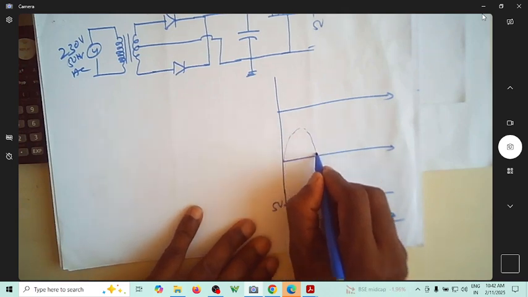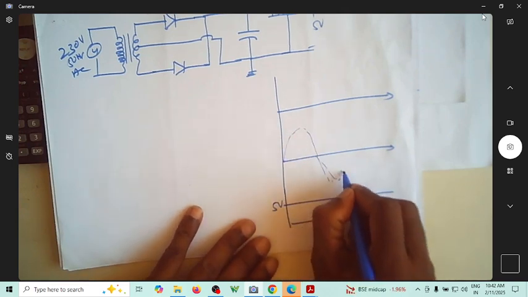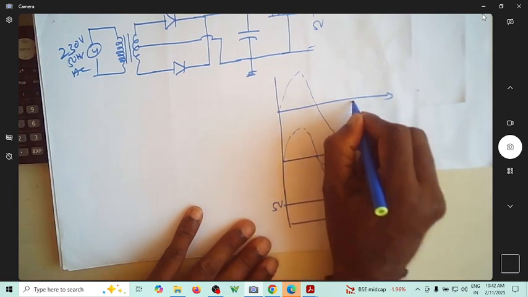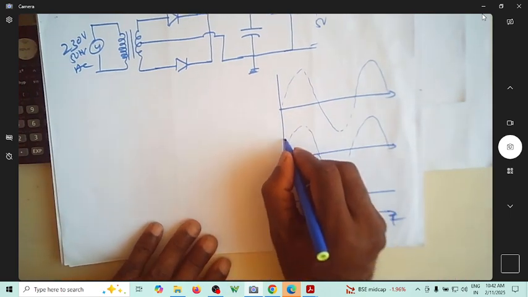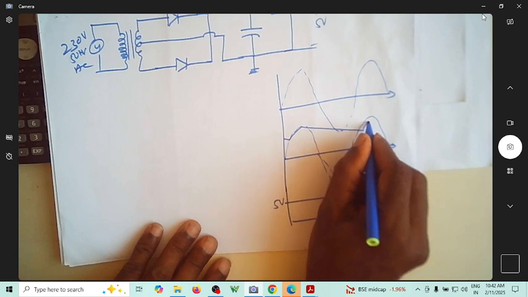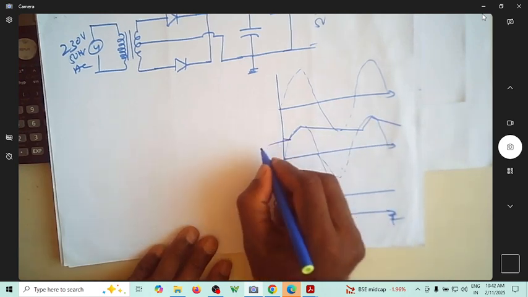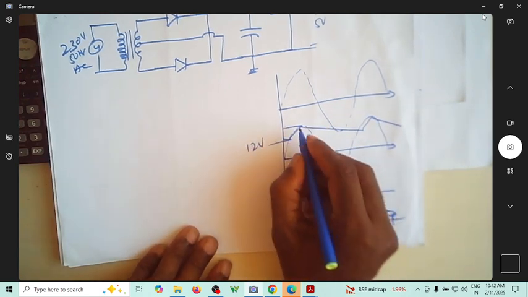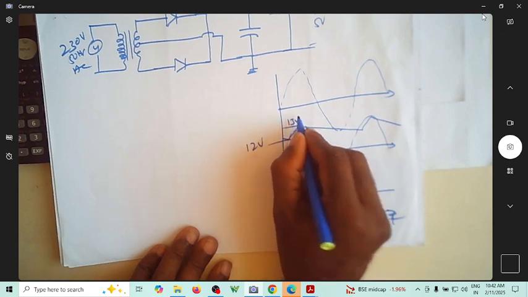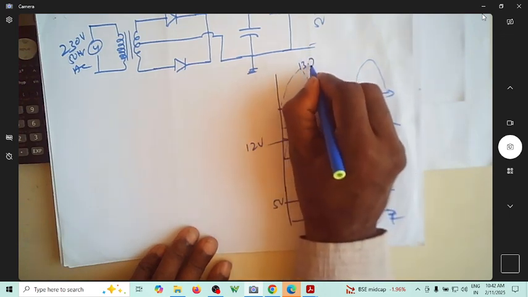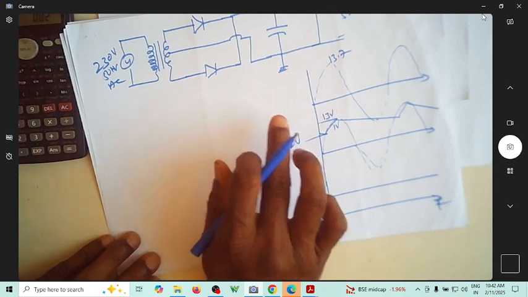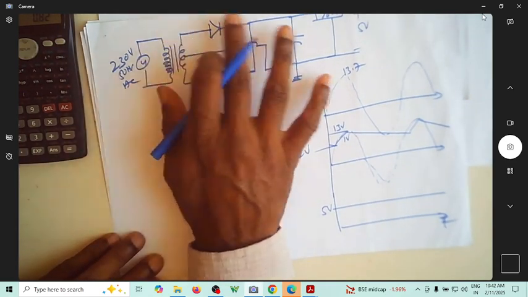This is the input waveform you have, and this is how your capacitor charging and discharging will happen. So this minimum should be, let us assume, 12 volt, and if you want a ripple voltage of around 1 volt, then this is 13 volt, then this is 13.7. So let us see what happens. The only change from the previous circuit is the circuit itself.